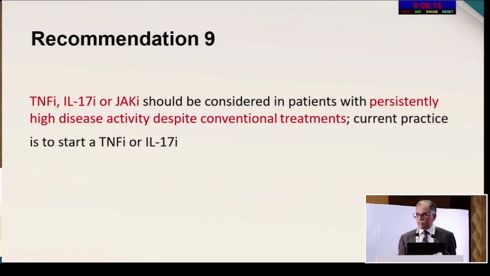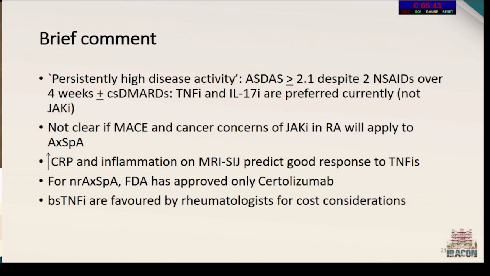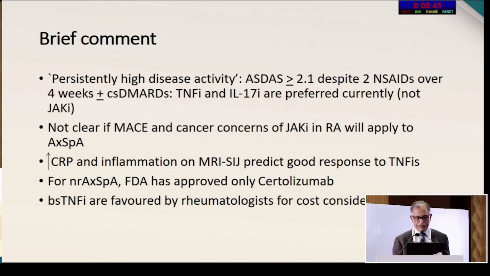The ninth recommendation is that TNF inhibitors, IL-17 inhibitors, or JAK inhibitors should be considered in patients with persistently high disease activity despite conventional treatments. The current practice is to start TNF inhibitor or IL-17 inhibitor. That's what EULAR says. Now, my comment is that persistently high disease activity, first of all, is defined as ASDAS more than or equal to 2.1 despite 2 NSAIDs over 4 weeks with or without conventional DMARDs. Now, TNF inhibitor and IL-17 inhibitor are the current practice, not JAK inhibitor.